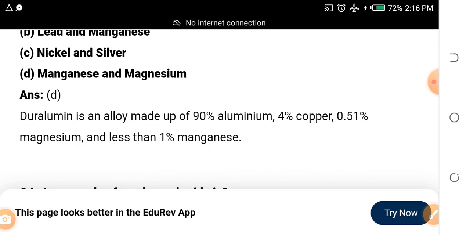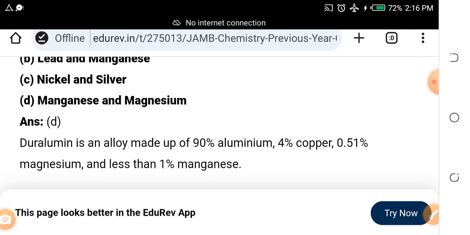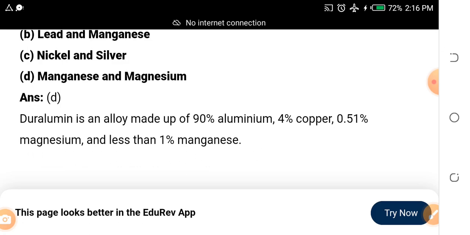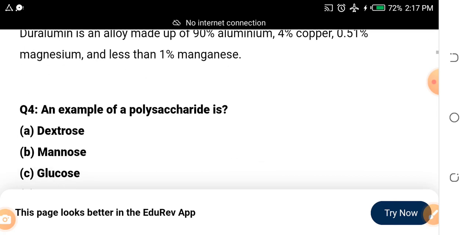I have an assignment, a second assignment. Define an alloy. What does an alloy mean? A-L-L-O-Y. Duralumin is an alloy made up of 90% aluminium, 4% copper, 0.51% magnesium, and less than 1% manganese.